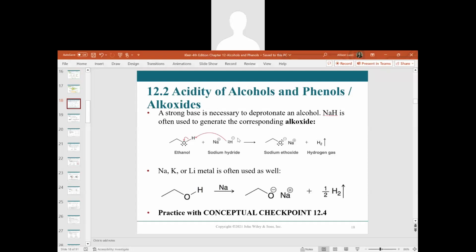Now, in section 2 from chapter 12, we're going to explore the acidity of alcohols and phenols, and this term here, alkoxide, as well, which results when we deprotonate our alcohol. So, if you notice down here, we need a fairly strong base to deprotonate an alcohol, and commonly used is this sodium hydride, so NaH.